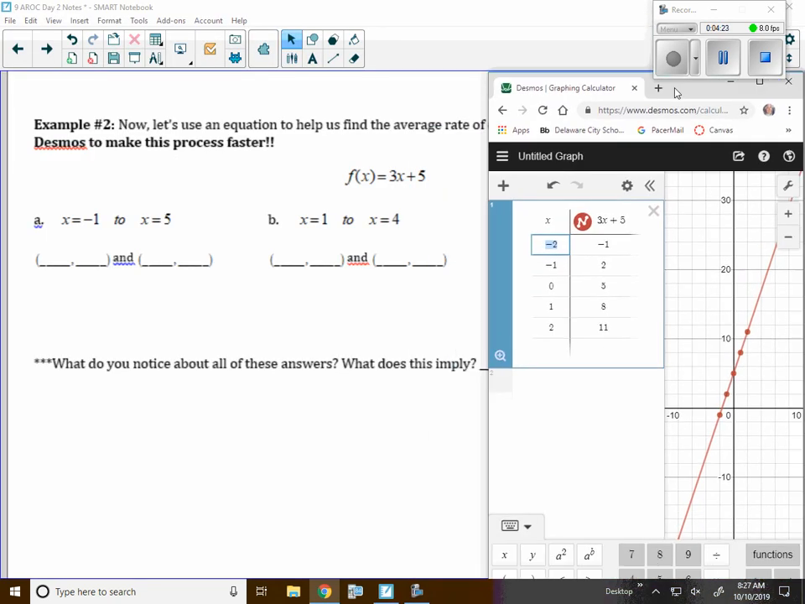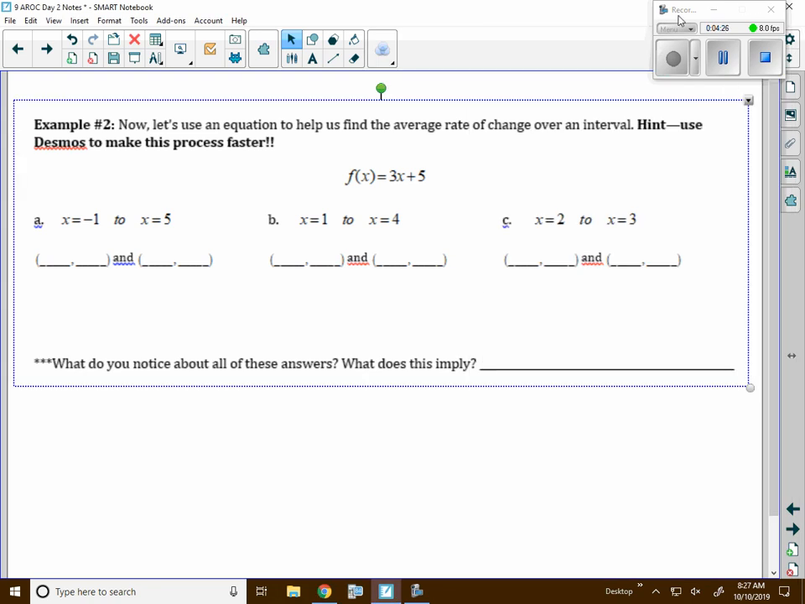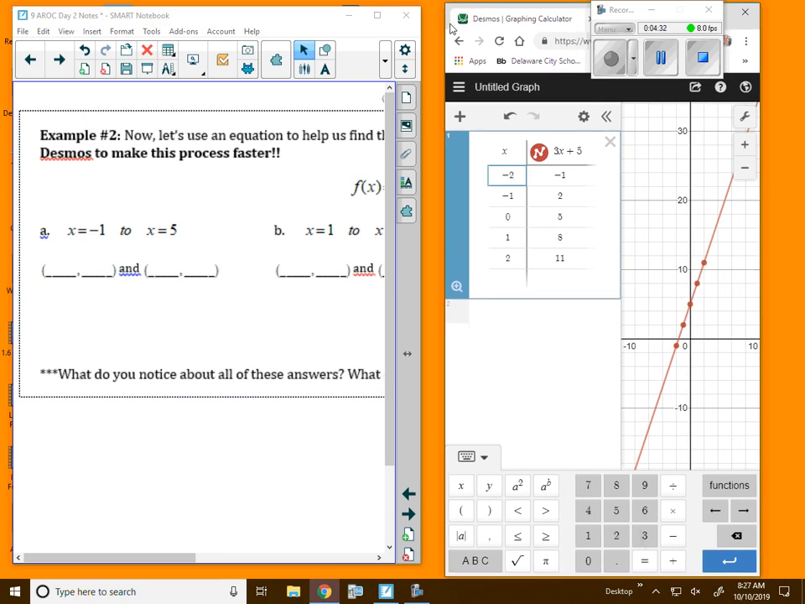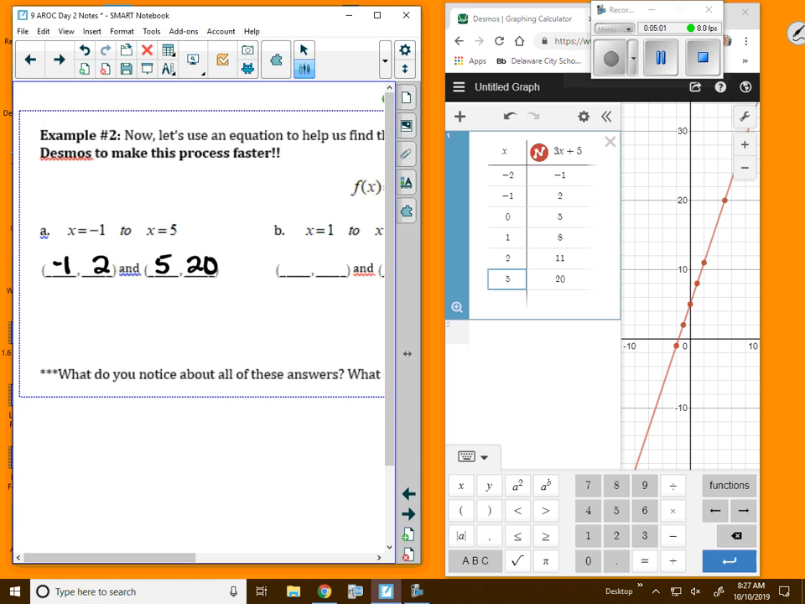Let me make that half screen here. Okay, this is going to make it easier for us. So when x is -1, what's y? 2. When x is 5, what's y? Well, we don't know yet. Stay with me, please. When x is 5, we have to find y. We don't have it yet. Just put it in that table. It'll tell you that it's 20. So you can go ahead and find the slope in part A.